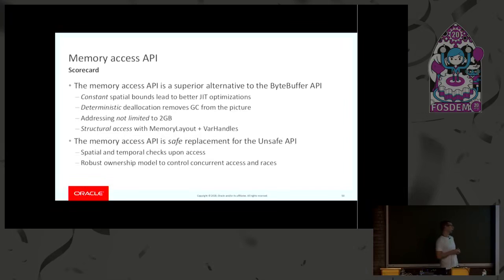The memory access API is safe. It's as safe as ByteBuffer, so it's a good safe replacement for the unsafe API. There are spatial and temporal checks on every access, and there is a robust ownership model which allows you to remain safe even if you are working on multiple threads and still retain the deterministic deallocation.